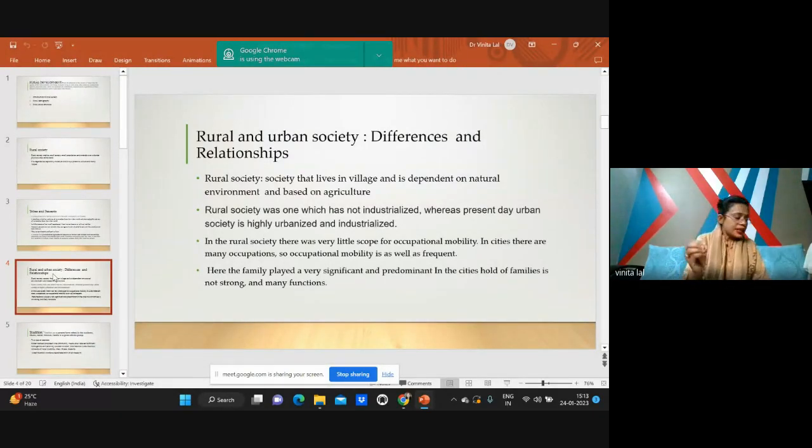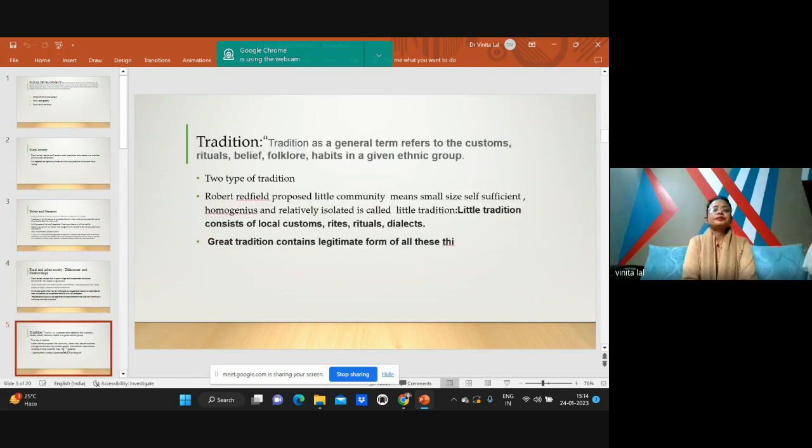But what is the relation between rural and urban society? There is very little scope of occupational mobility in rural society, but in cities, occupational mobility is very frequent. So we can see the relations and differences.